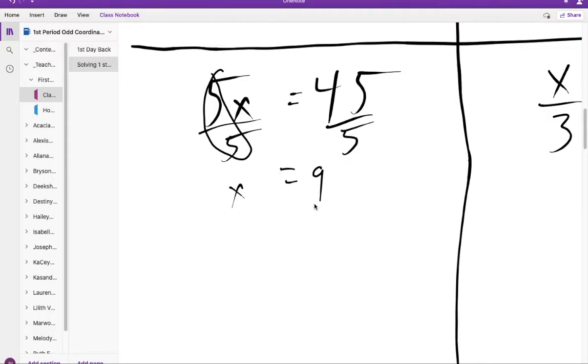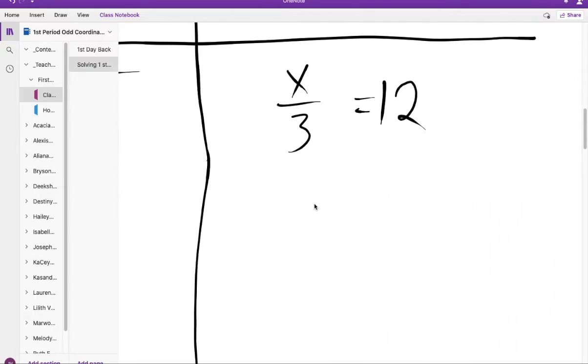And that probably made sense to you. 5 times what number gives you 45? And you would have said, hey, 5 times 9 is 45. And that's what we just found right there. So what you should always do is plug that number back into the original equation and make sure it comes out to be true. Does 5 times 9 equal 45? Yes. So we know we did it right.